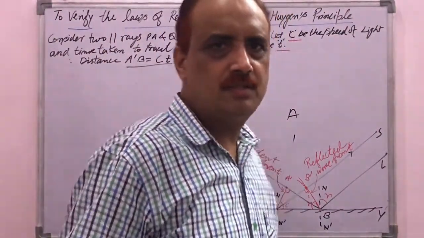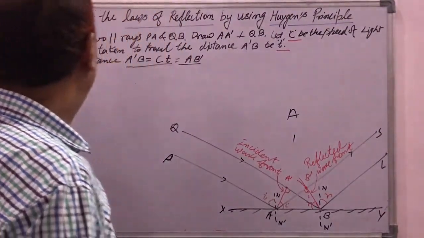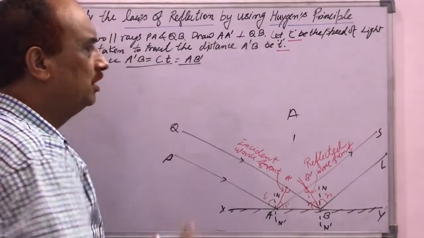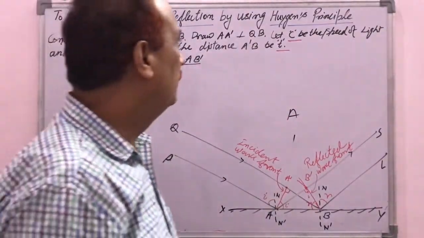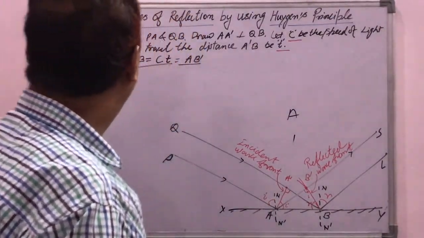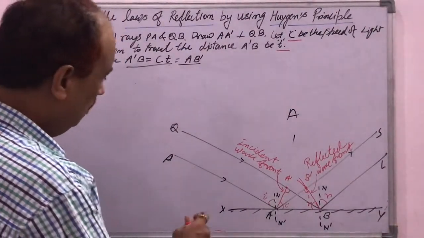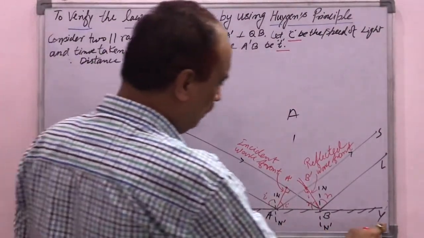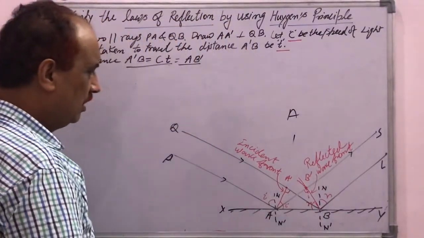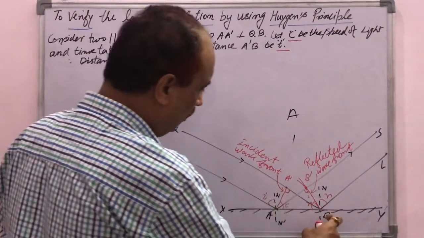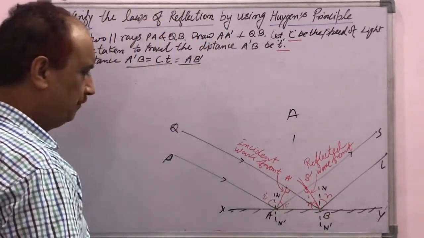Okay students, in this video we will discuss how to verify the laws of reflection by using the Huygens principle. To verify the laws of reflection, we consider XY as a reflecting surface, and a beam of light is incident on the reflecting surface.